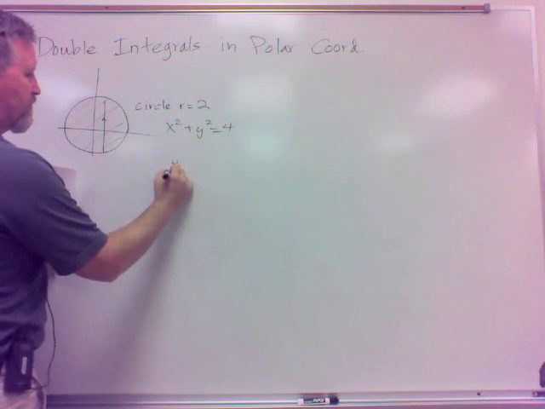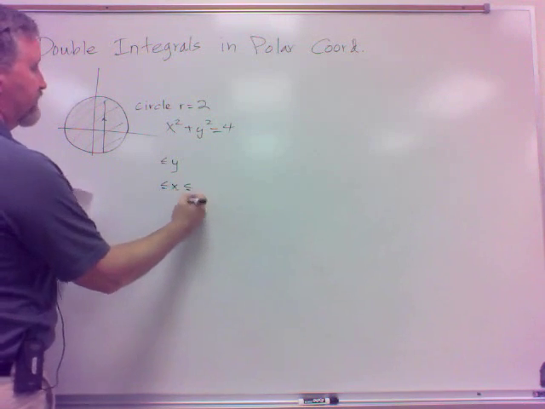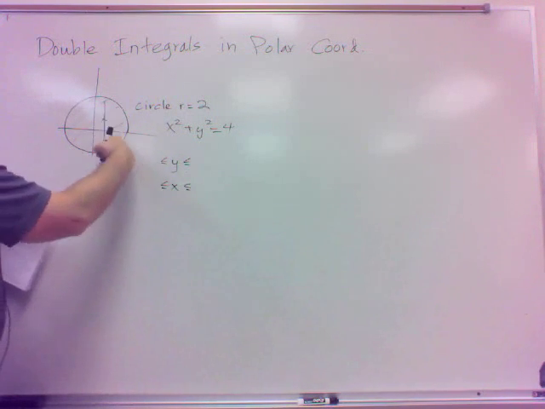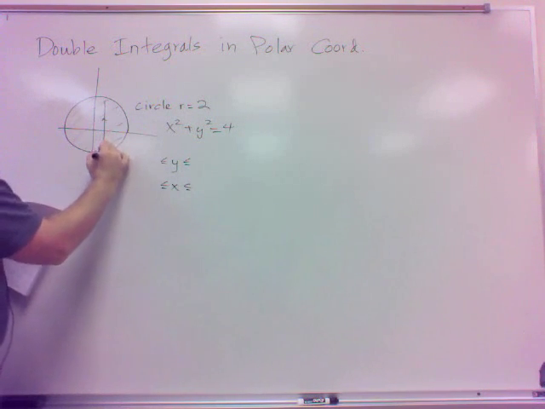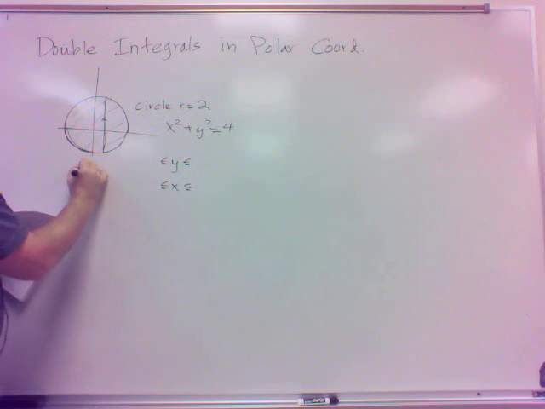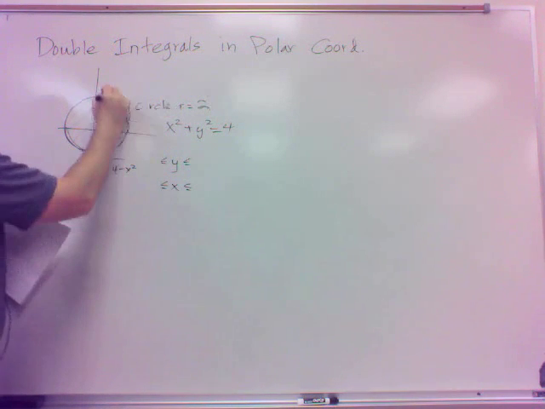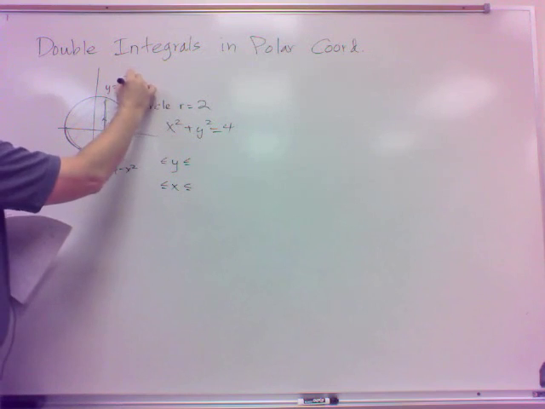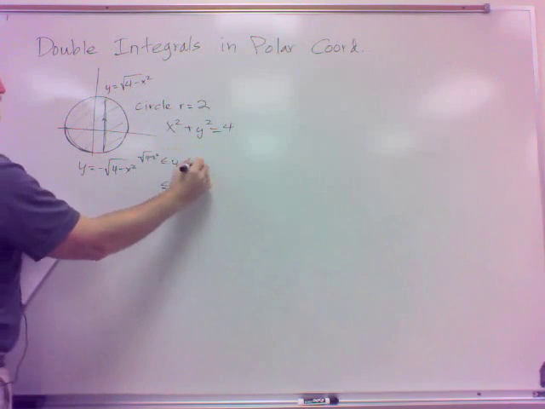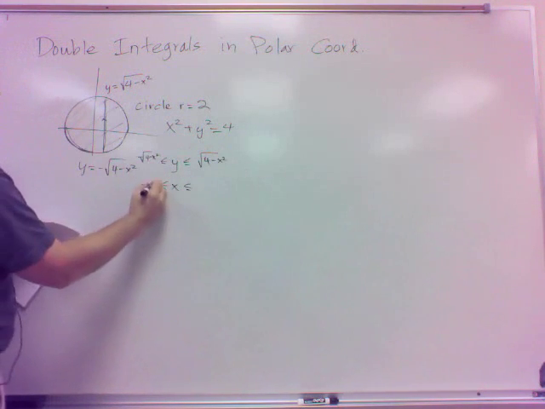What about my limits of integration, if you will, if I'm integrating over that region? Well, if I do the y's first, I have to go from this curve down here, which would be y equals negative the square root of 4 minus x squared, and then the top one would be y equals positive the square root of 4 minus x squared. So that's what the y's would go between. And of course the x's go from negative 2 to positive 2.